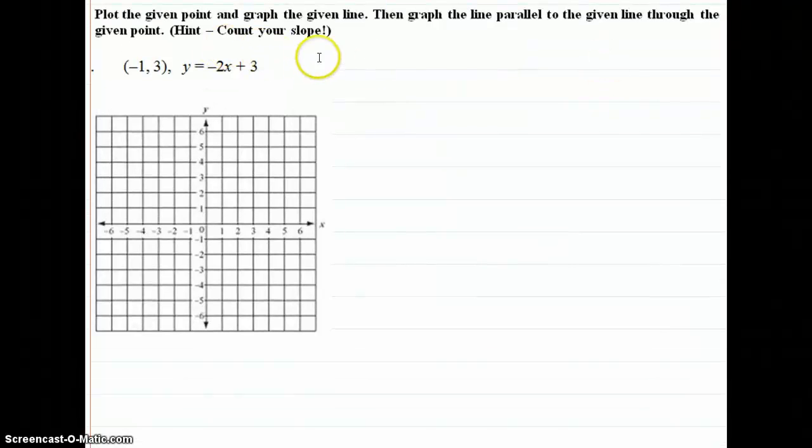Plot the given point and graph the given line. Then graph the line parallel to the given line through the given point. Alright, so let's take a look here. Let's start by graphing this line, y equals negative 2x plus 3. So I'm going to go up to 3. It's my y-intercept. And now my slope is going to be negative 2 over 1. So I go down 2 over 1, down 2 over 1.